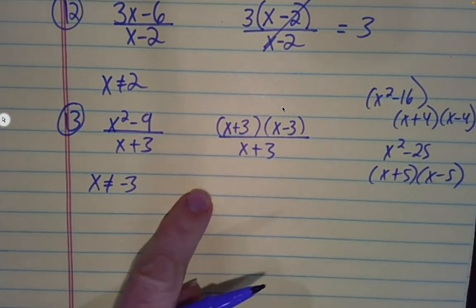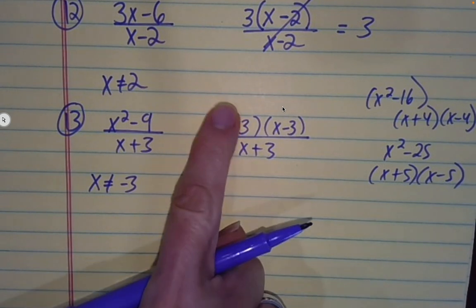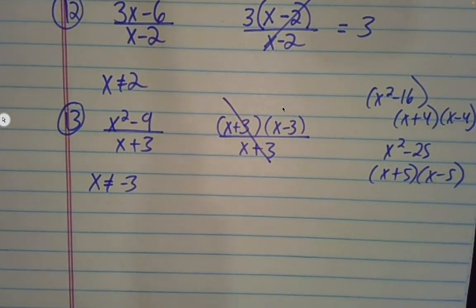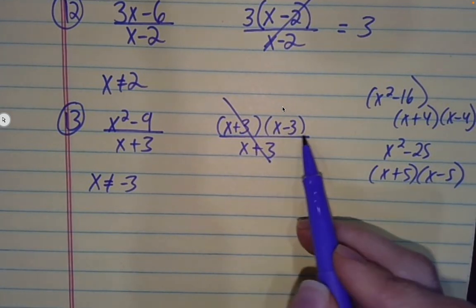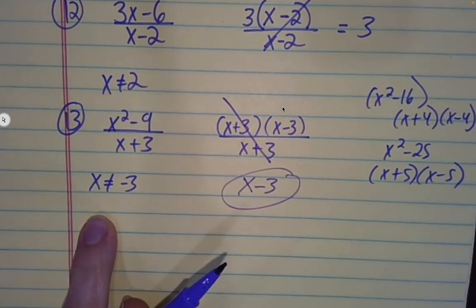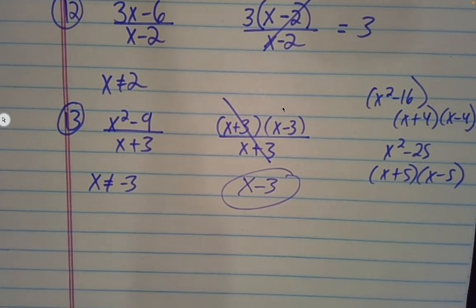Now, anyway, let's finish this. What happens to the x plus 3? That cancels out. So what's the only thing left? x minus 3. That's my answer. And that's my domain. Okay, so what is that? A? It is. 13 is A.